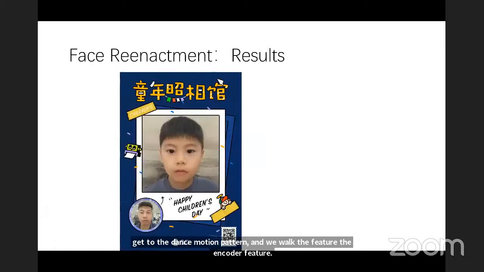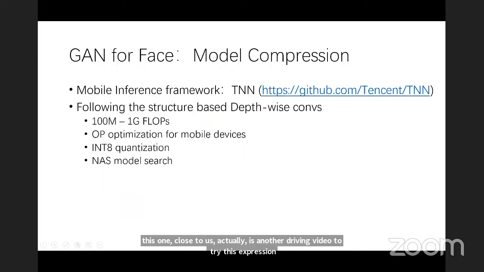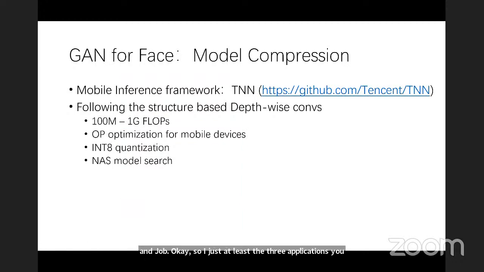Here is one demo result based on face reenactment. The input here is one image. For example, I took the photo maybe one month ago. And the result is we first change the attribute, for example, change the age. We look much younger than this one, right? And we also do face reenactment. For example, we close the eyes and make a little bit of a smile. If you take a look at this one, closed eyes is another driving video to drive this expression. And okay, so I just listed three applications of how we can use GAN for face generation.